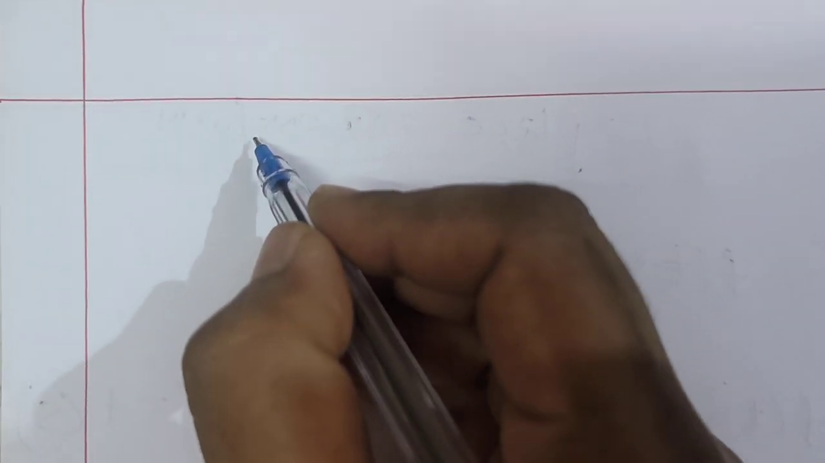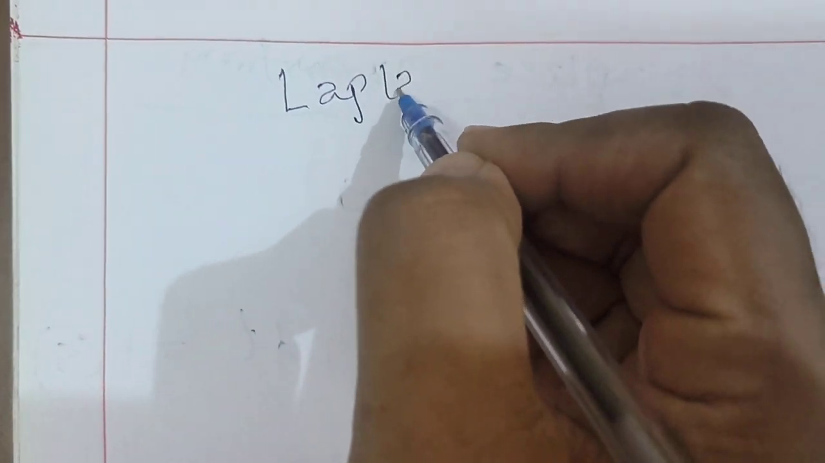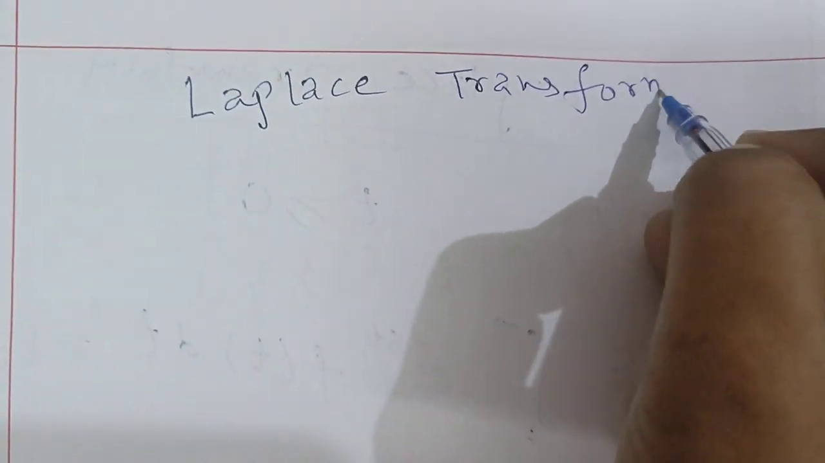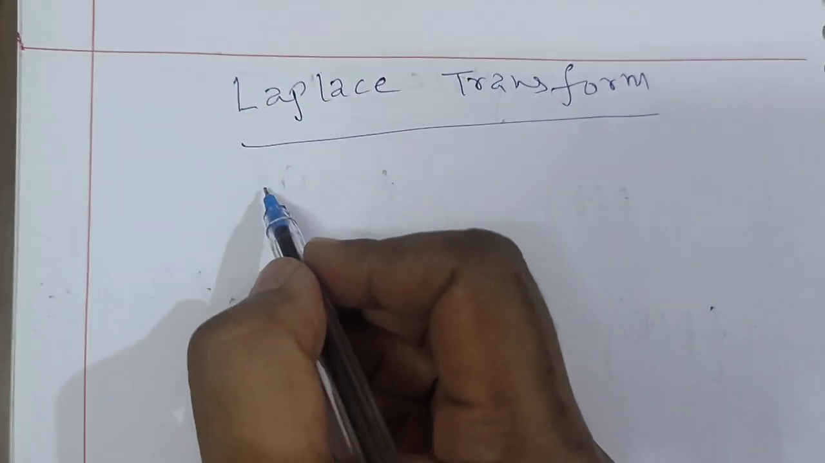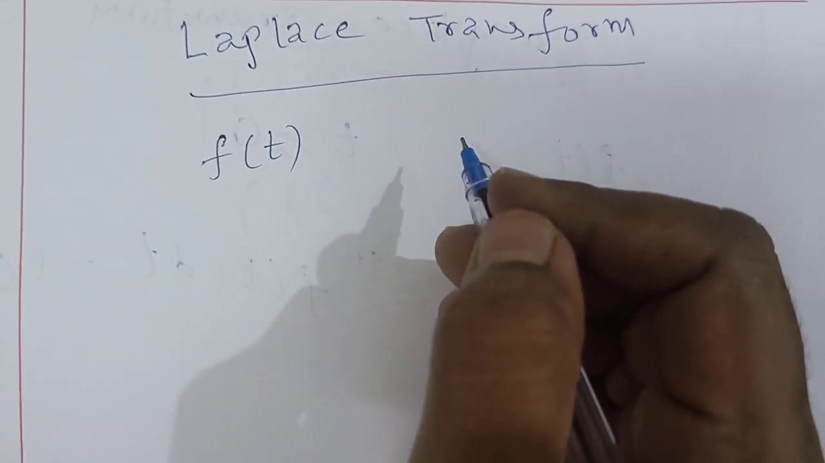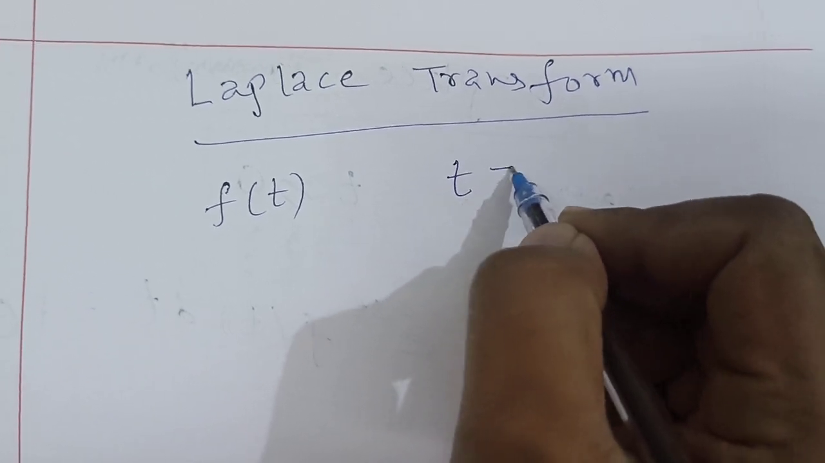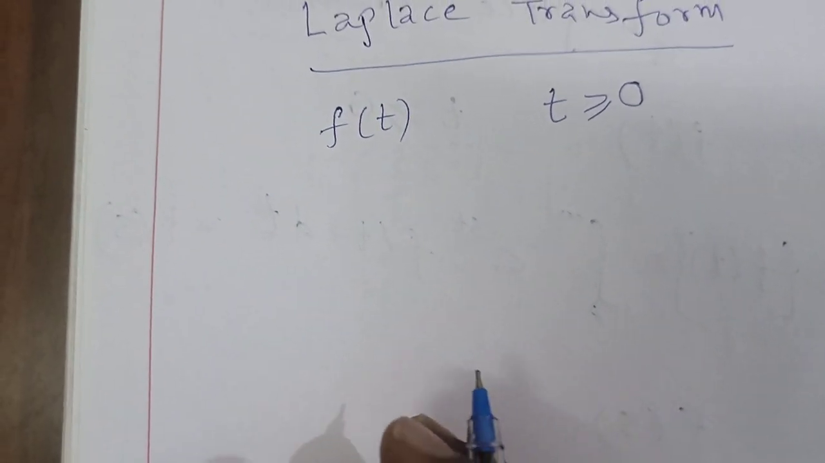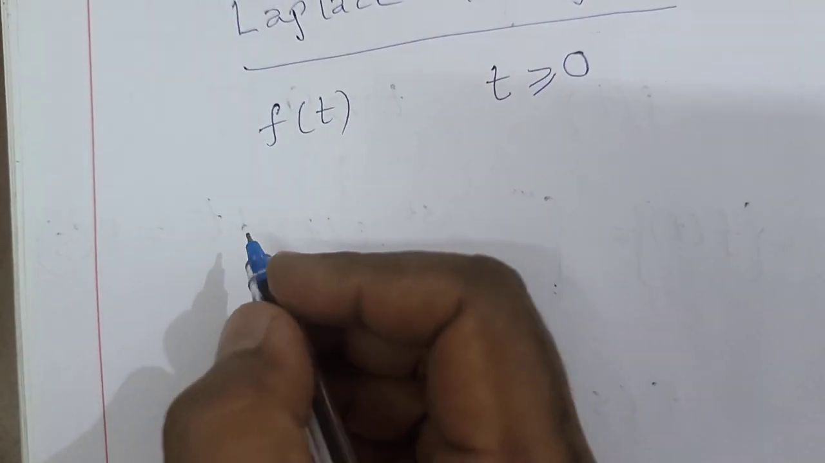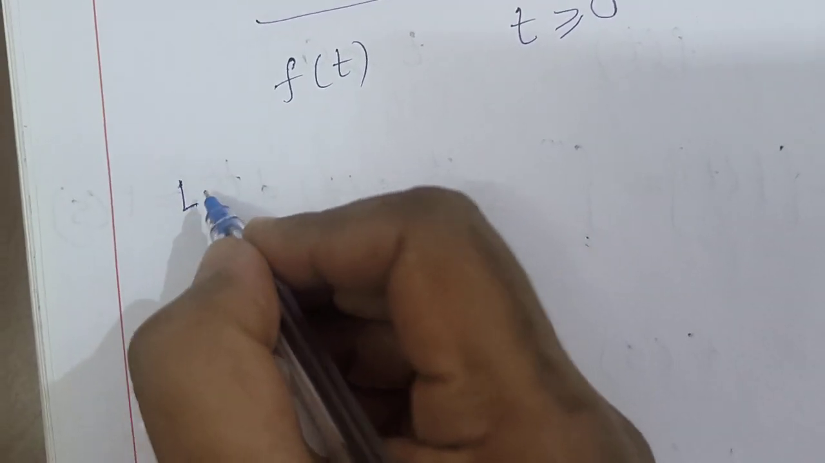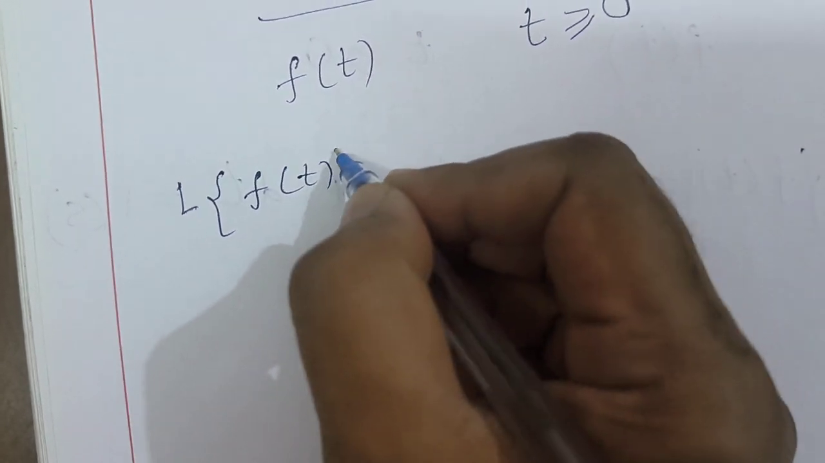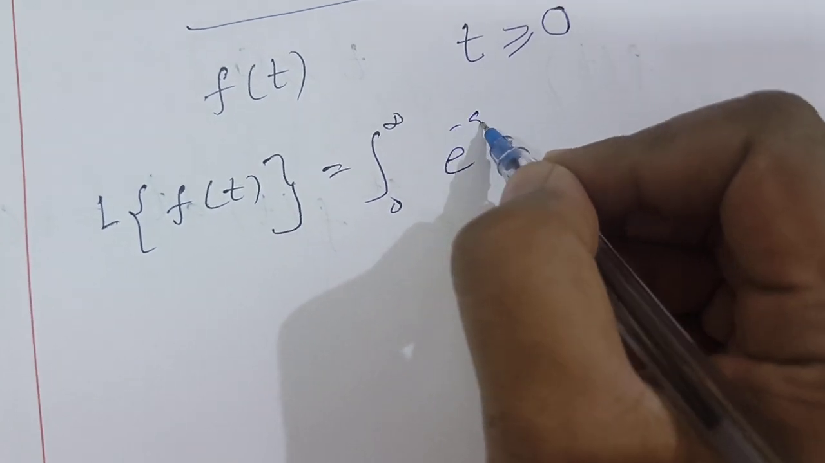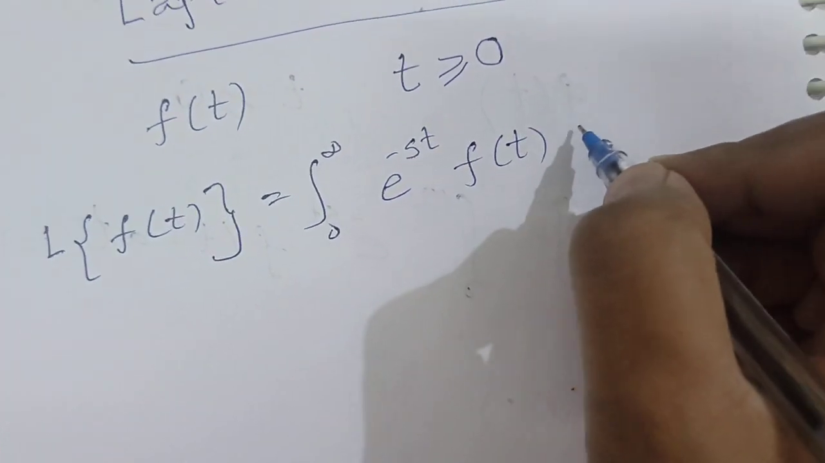Our next unit is Laplace Transform. So in this unit we are taking f of t as a function of a real variable t, small letter t, and this t is greater than or equal to 0. And the Laplace transform of the function f of t is denoted and defined by L of f of t is equal to the integral from 0 to infinity of e to the power of minus st times f of t dt.